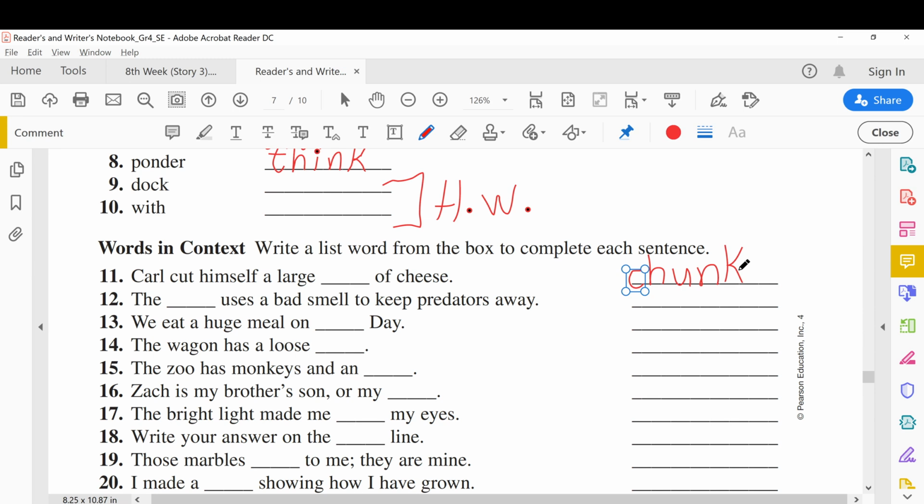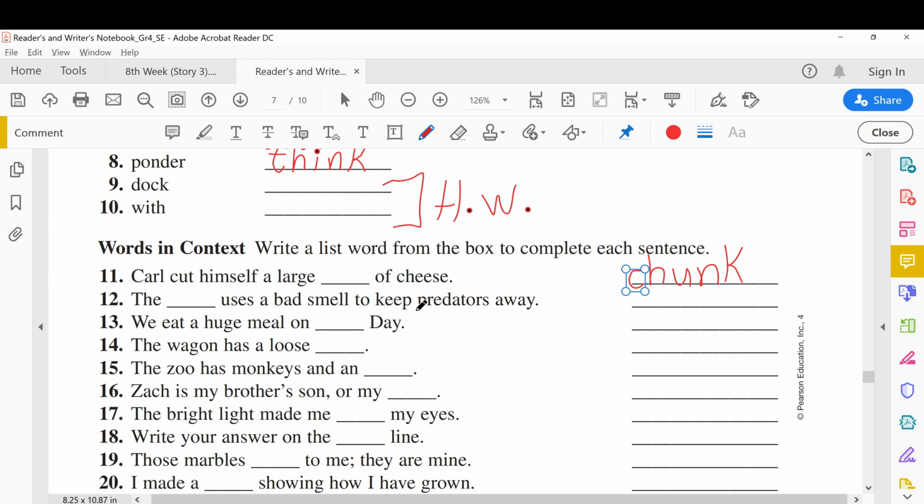The uses a bad smell to keep predators away. So this is an animal that you all know. It has got two colors, black and white. Usually when it is being attacked by predators. Predators are wild animals, those animals that eat other animals, that eat meat. For example, a lion is a predator, like tiger, like crocodile.